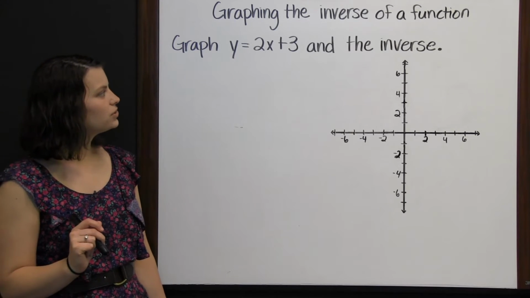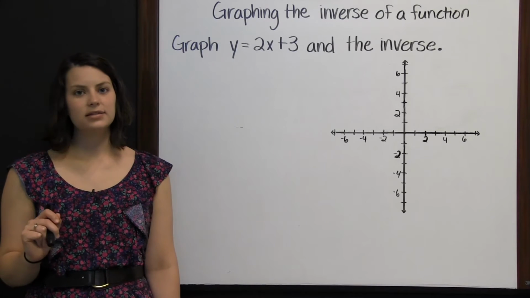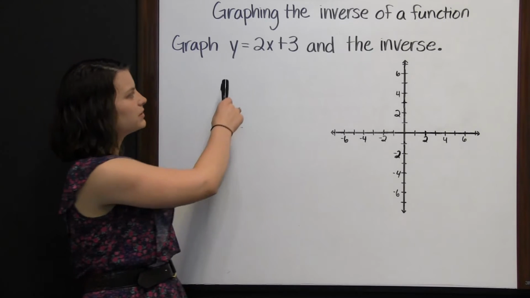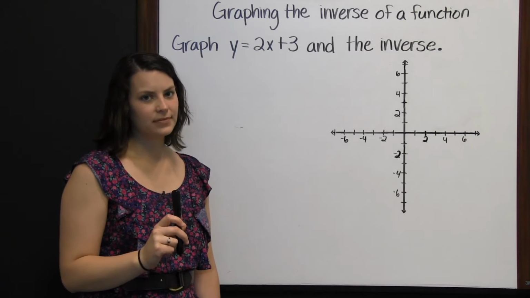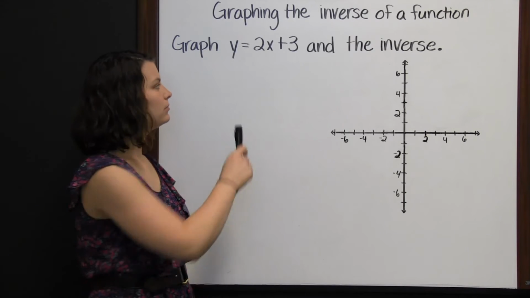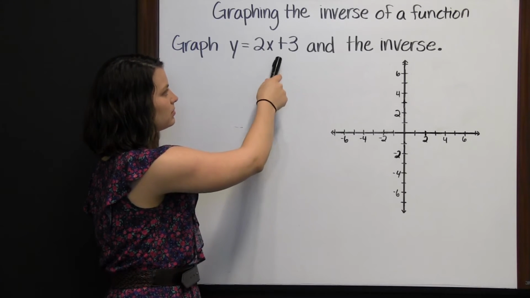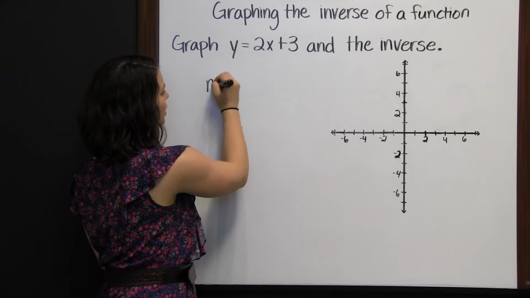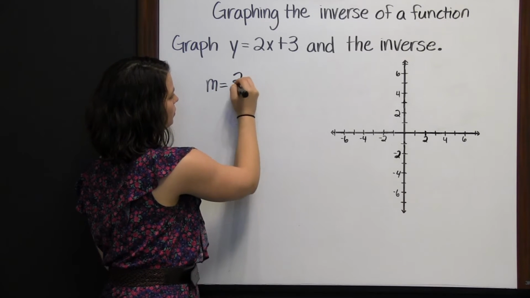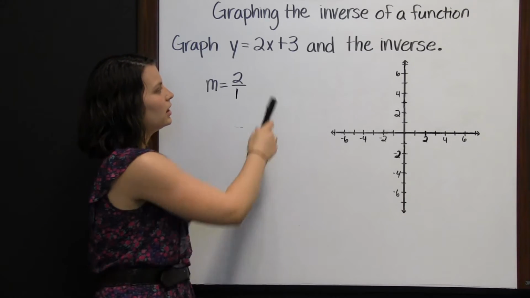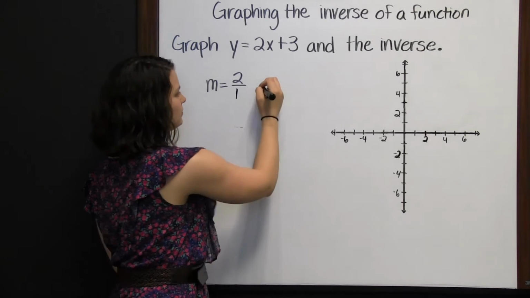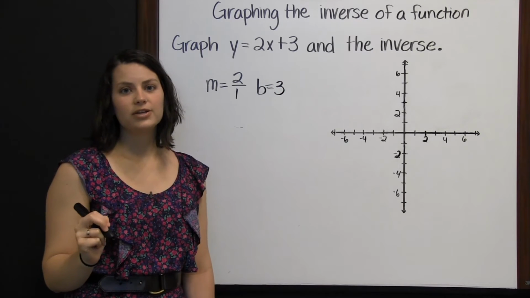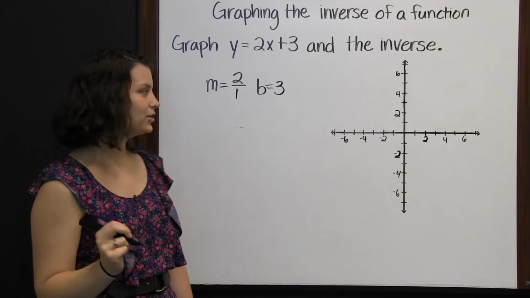Graph y equals 2x plus 3 and the inverse. Y equals 2x plus 3 is a linear equation, and it's in slope-intercept form. Y equals mx plus b. The m is our slope, so our slope is 2, or 2 over 1. And our y-intercept is 3. B is 3. To graph a linear equation, we start by graphing the y-intercept.